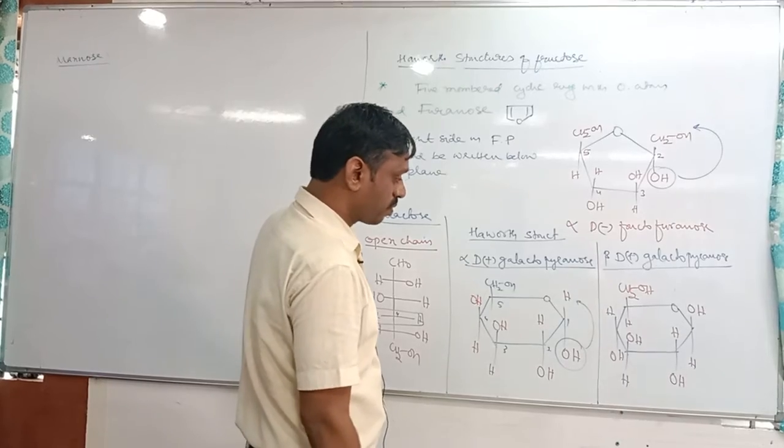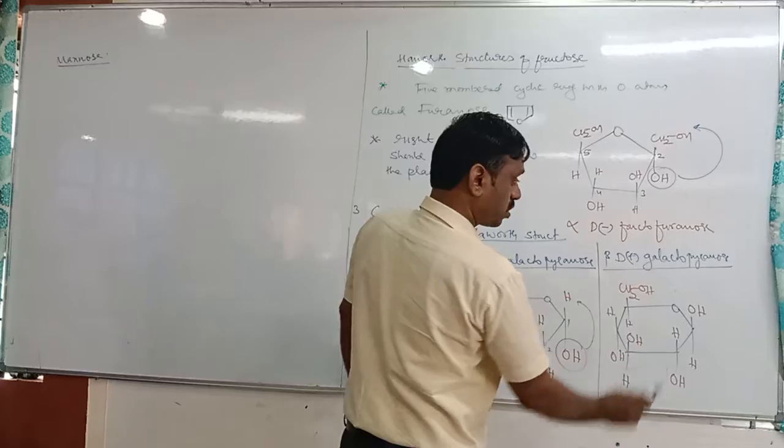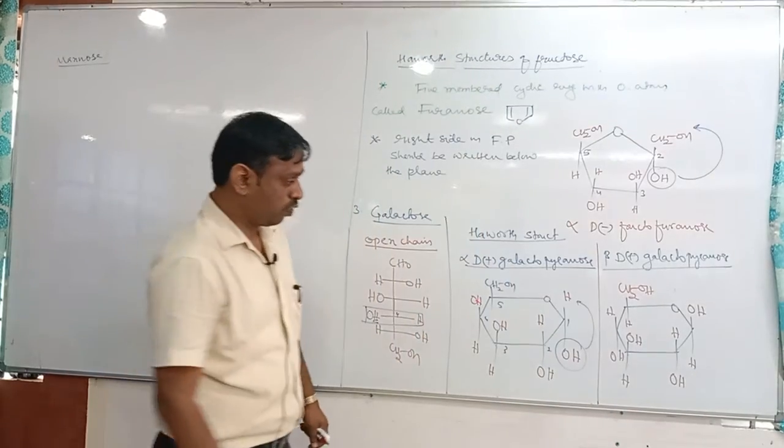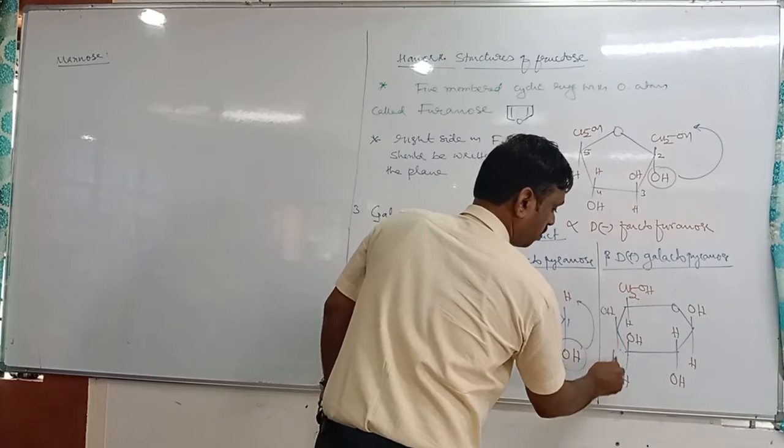Beta-D-galactopyranose, correct. Fourth carbon OH. Yes. Okay, printing mistake.